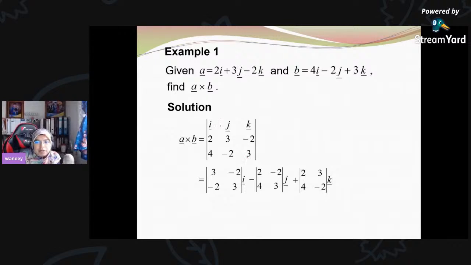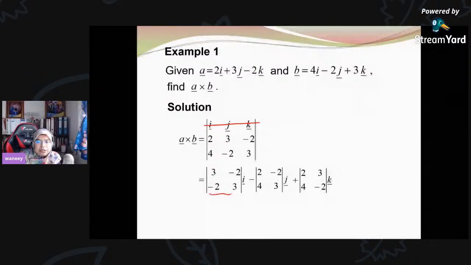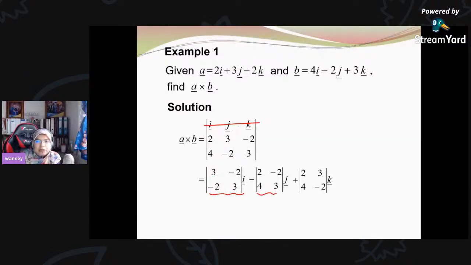So we need to delete the first row. So always make sure deleting first row, first column, that one will be this one. First row, second column, the second one. First row, third column, that one will be the last one. And then of course you need to calculate the determinant for a 2 by 2. So A, D, B, C. So we are going to get 3 times 3 minus negative 2 times negative 2. And then after we calculate what is that value, we're going to times them by I. And then this is 2 times 3 minus negative 4 times 4, negative 2 times 4. And then this is 2 times negative 2 minus 3 times 4.